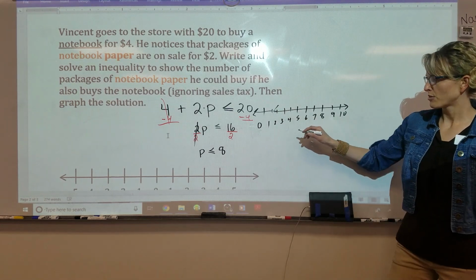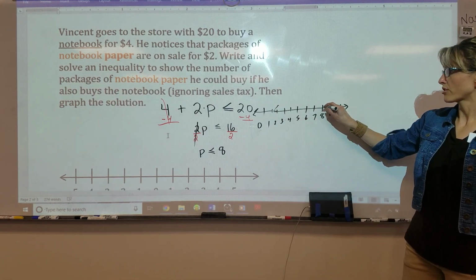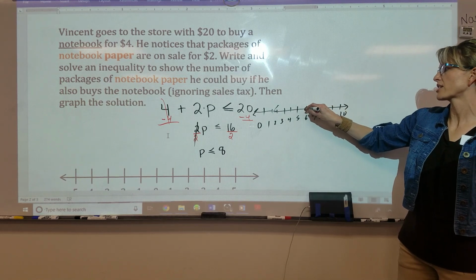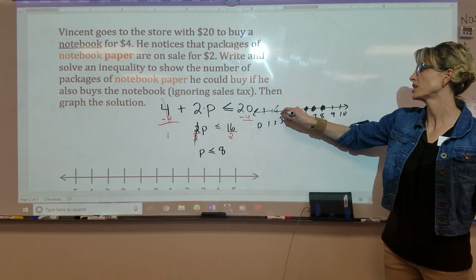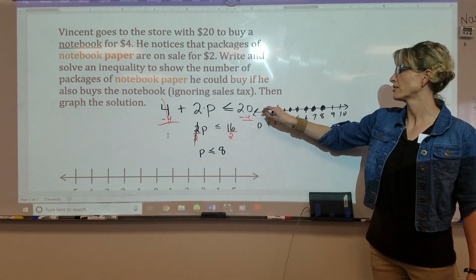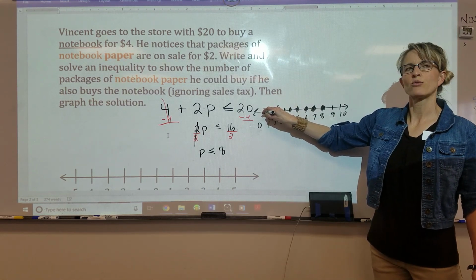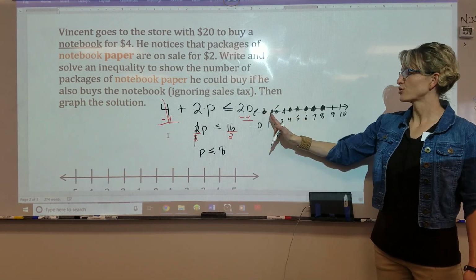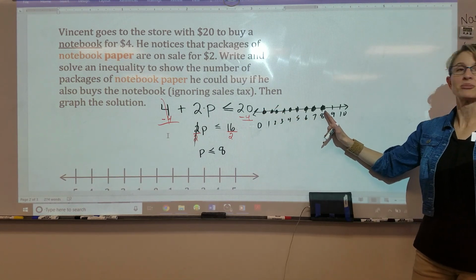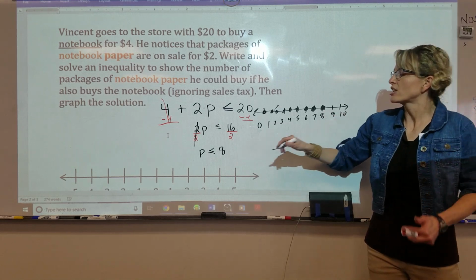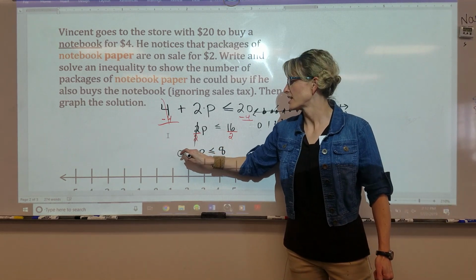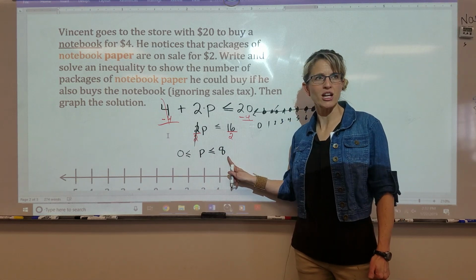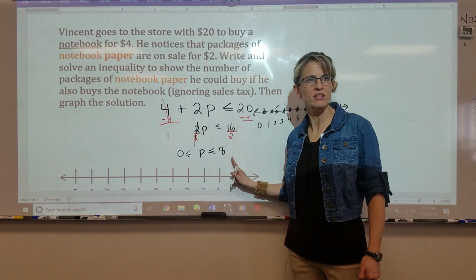Okay. He's got to use less than 8 packages, or exactly 8, so I could do a point there. 7 packs would be okay. 6 packs would be okay. 5, 4, 3, 2, 1, 0, okay? He's at -1, okay? You can't buy negative packs of paper. So my solution really would just be from 0 up to 8. Technically, if I was being more advanced, I would say 0 and 8 are my lower and upper constraints on this inequality. P has to be between 0 and 8.